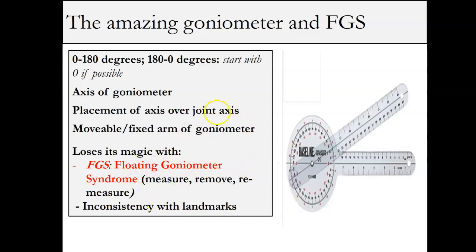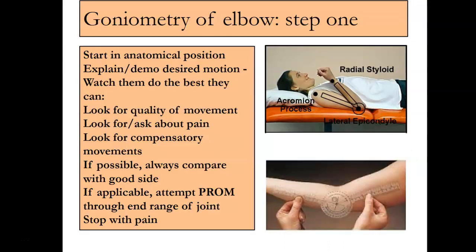When you measure it, again, this is hard to talk you through. You're measuring it, putting it on the joint, and then you're taking it away from the joint and remeasuring it. Inconsistent landmarks. We'll talk about that again in the lab.